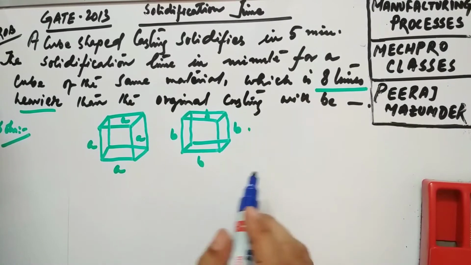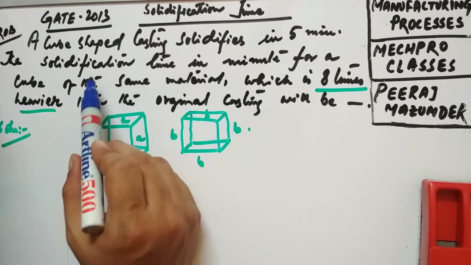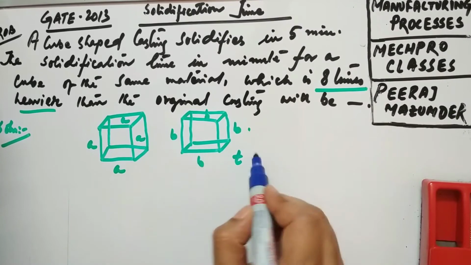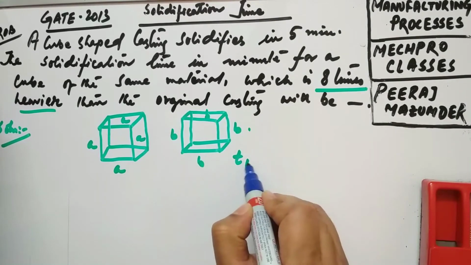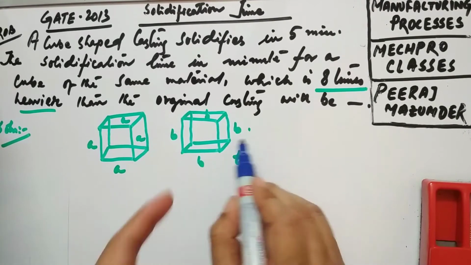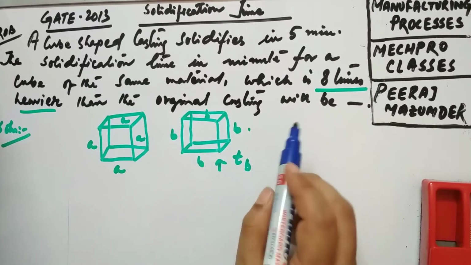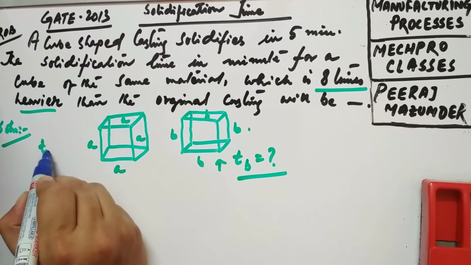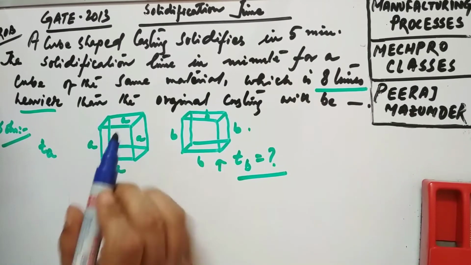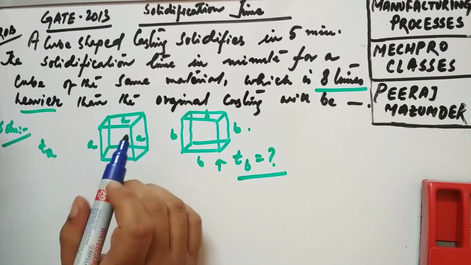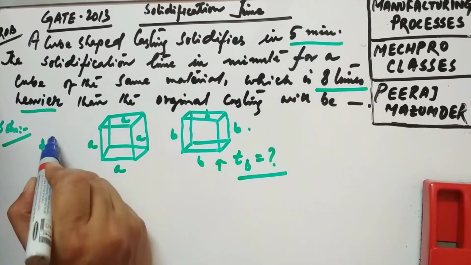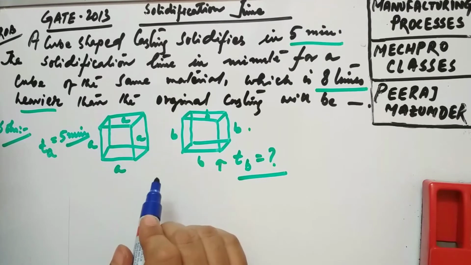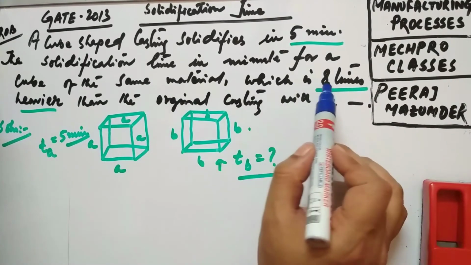Okay, now we have to find the solidification time for, say this one is heavier, this is 8 times heavier, so we can take the solidification time for this particular one as TB. So we have to find TB. Okay, now say TA is the solidification time for the original cube. That is given as 5 minutes, so I can write it as 5 minutes. Okay, now one more thing you have to write, that is the 8 times heavier.